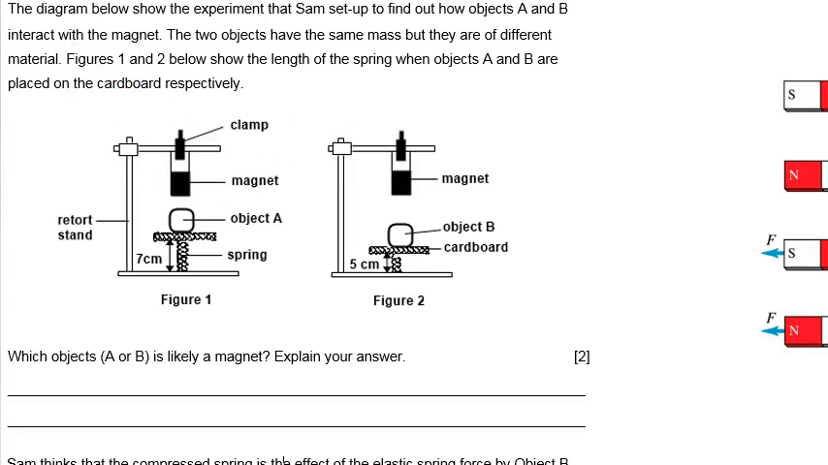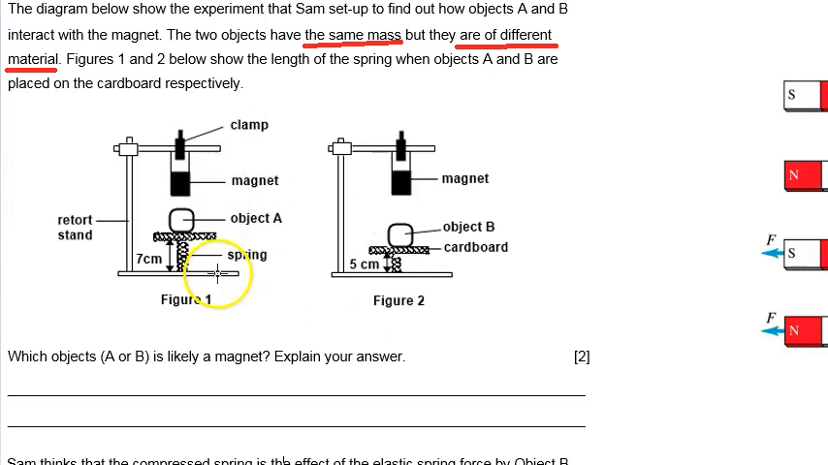So if I were you, I'll be highlighting all that, made up of different materials, right? If you don't have a highlighter, then you should be underlining this, right? Okay, because they have the same mass but different material, right? So figure 1 and 2 shows the length of the spring.